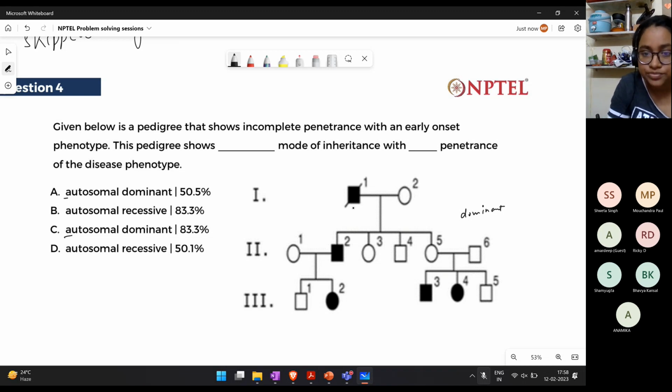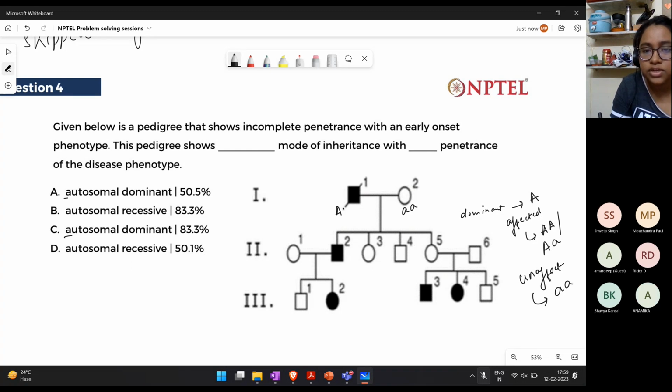So autosomal dominant, right? Let's say the dominant allele, which is causing the disorder, I'm representing with capital A, okay? The affected person can have genotype capital A, capital A, or capital A, small a. And the unaffected person can have genotype small a, small a, okay? So this lady is unaffected. Right now I'm writing just capital A or small a, because I'm not sure right now.